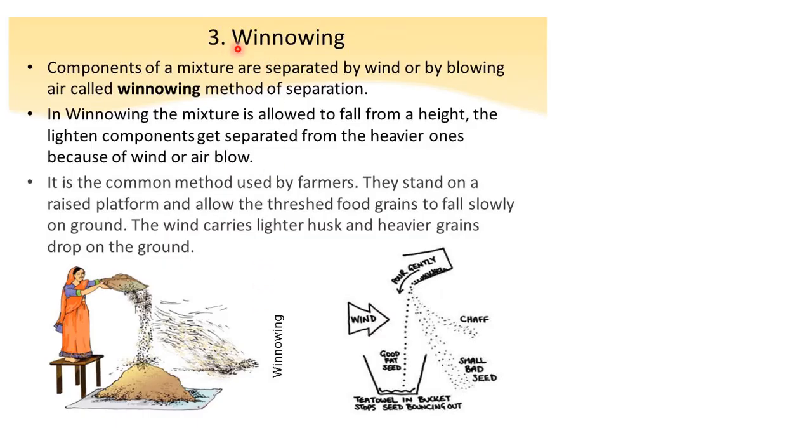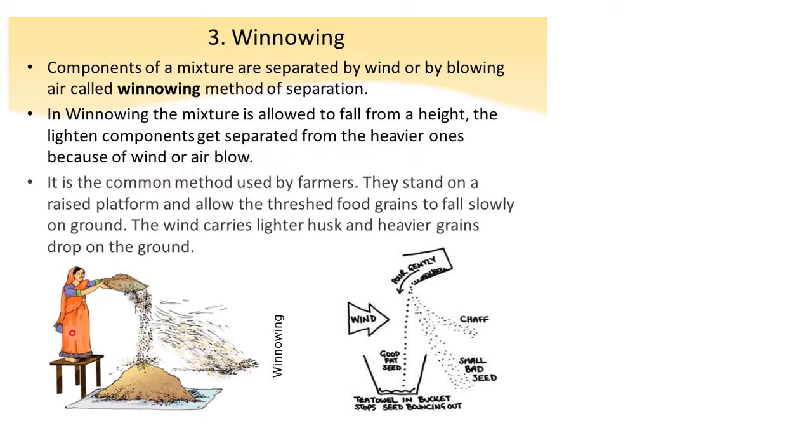Next process is winnowing. Okay, in this winnowing process, what is very important? It is very important to have wind over there. When there is wind blowing or air blowing, then only this winnowing method of separation can be done. What happens in this winnowing process? The mixture is allowed to fall from a height. The lighter components get separated from the heavier ones because of the wind and air blows.